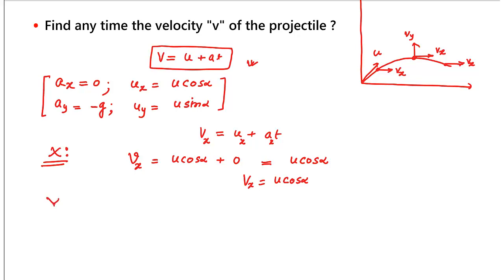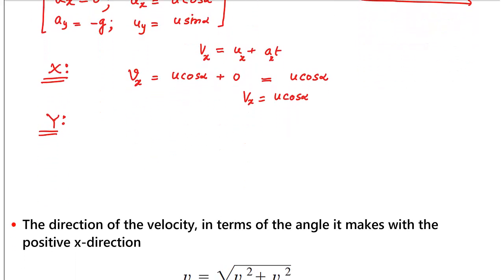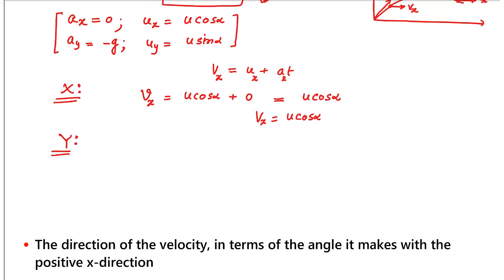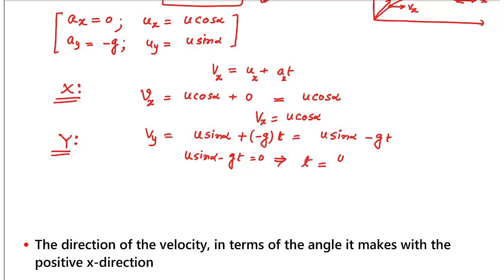Now what about the y direction? I can calculate the velocity in the y direction using the same formula, v is equal to u plus a t. So v y is equal to u, and the y direction initial velocity is u sin alpha, plus a t, and acceleration in this case is minus g times t. So this becomes u sin alpha minus g t. So you see, the velocity in the y direction decreases, and you can find at what time the velocity will be zero. When u sin alpha minus g t is equal to zero, this gives you t is equal to u sin alpha by g.